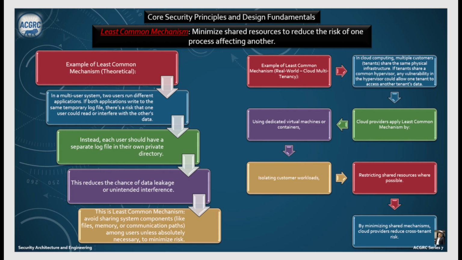But cloud providers apply least common mechanism by using dedicated virtual machines or containers. They isolate customers' workloads. They restrict shared resources where possible, thus minimizing the shared mechanism. It helps the cloud provider reduce cross-tenant risk. This is least common mechanism at play. I hope this helped in some way to better understand this concept.